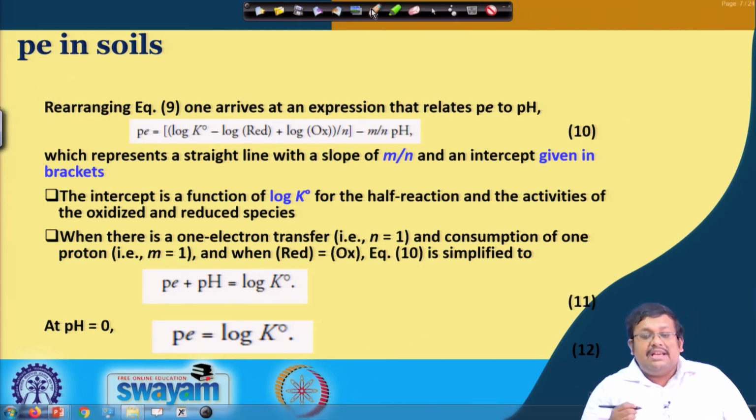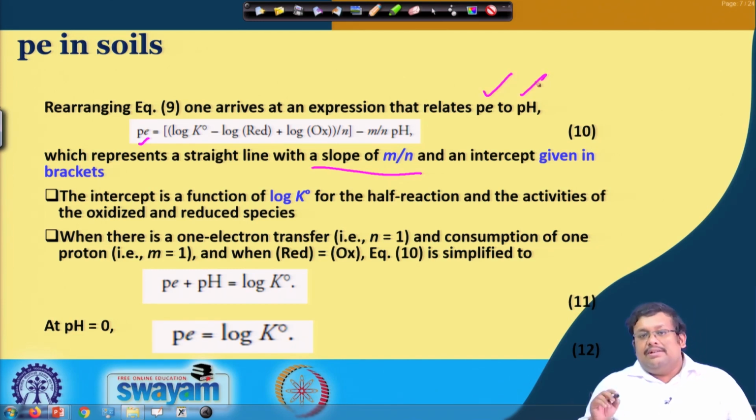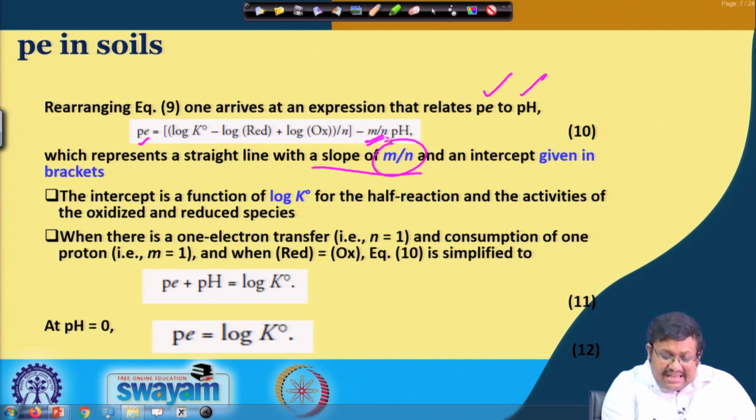So, you can see here, if we rearrange that, then it becomes pe equals minus log K0 minus the logarithm of reduced species concentration plus the logarithm of oxidized species concentration, divided by n, minus m by n pH. Now, this represents a straight line with a slope of m by n. So, if we relate the pe to pH in a graph, we will see a straight line where the slope is m by n, with an intercept given in this bracket. This bracketed portion is basically the intercept. Now, this intercept, as you can see from this formula, is a function of log of the equilibrium constant K0 for the half reaction and the activities of the oxidized and the reduced species.